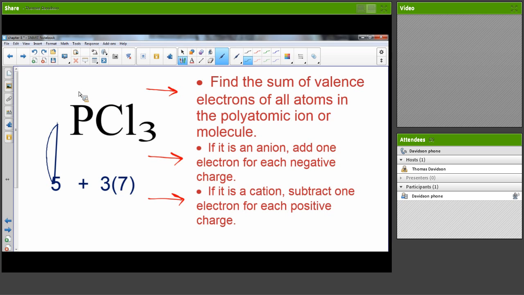So phosphorus is in family 5. So that's where this 5 comes from. Chlorine is in family what? 8.